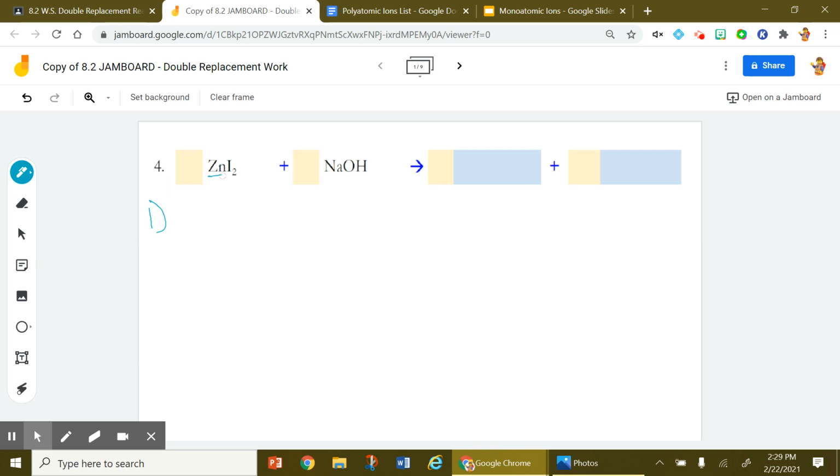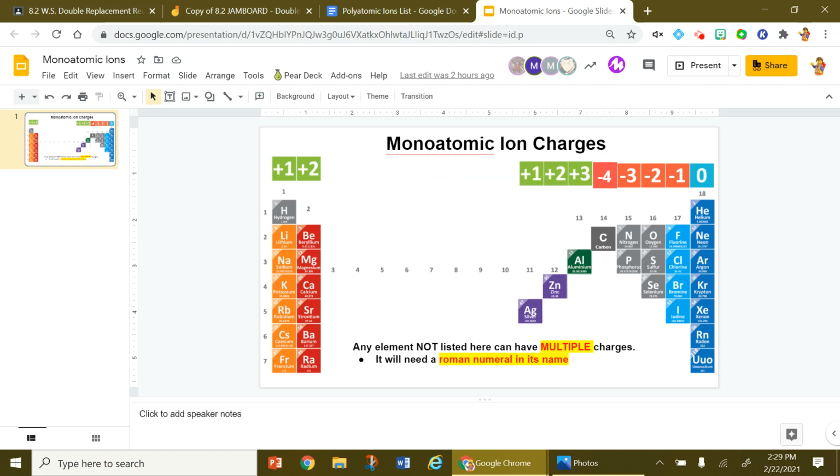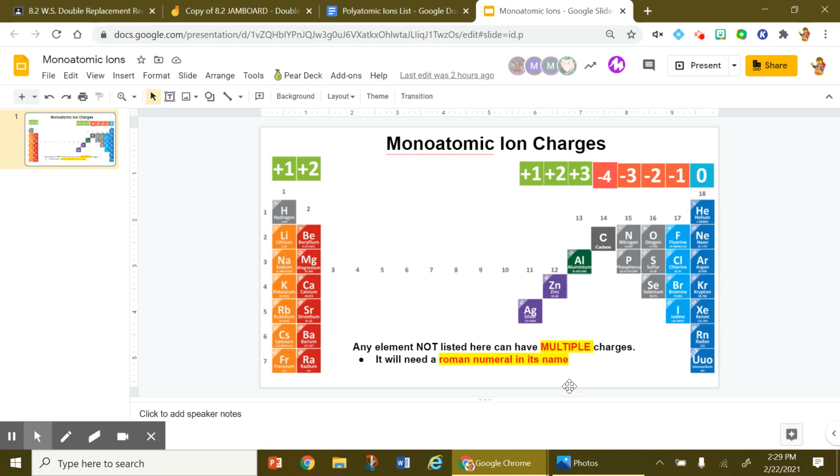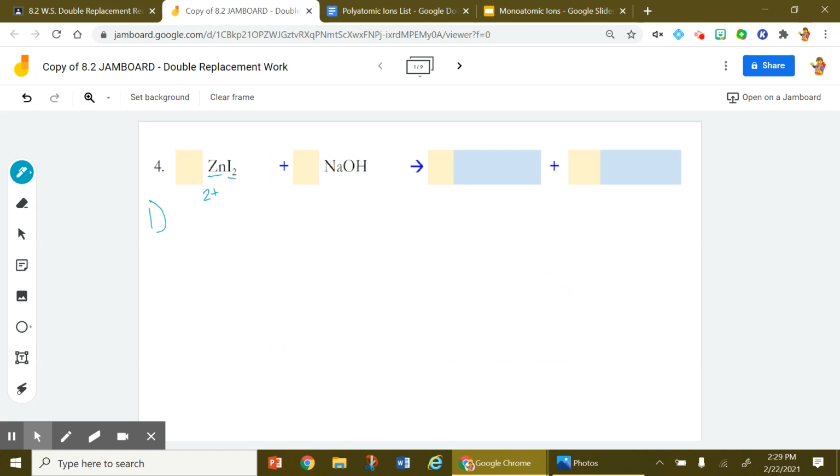Okay, so we have to identify zinc. What is the charge of a zinc ion? Well, we go to the monoatomic ion sheet and we look for zinc, and here it is. Zinc is always a 2+ charge. So I'll just make a little note here, 2+. All right, next, we've got iodine. Let me go take a look at monoatomic ions. Iodine is always a 1- charge. By the way, that's why the formula is ZnI2, because when you crisscross it, you need 2 iodines for every 1 zinc.